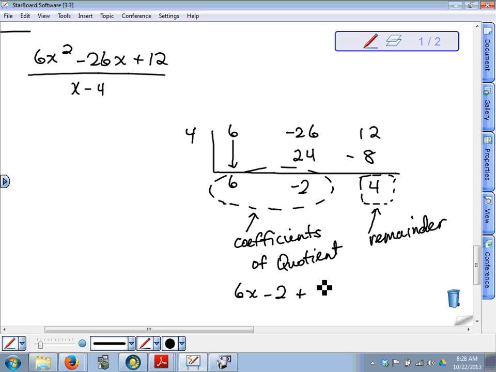Then we add the remainder, 4, over the divisor, which was x minus 4, and that's the result of the division. 6x minus 2 plus 4 over x minus 4. Check and compare that to example 1. Exactly the same, right? Synthetic division. It's faster. Well, it only works in certain cases. You have to know long division because long division works more often.